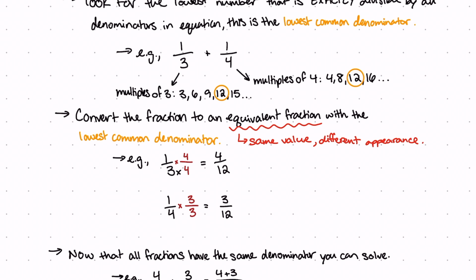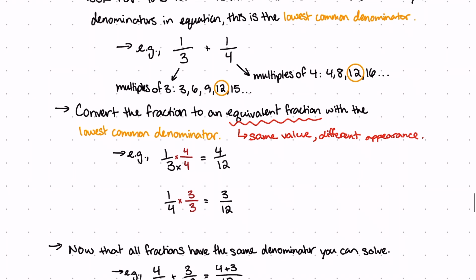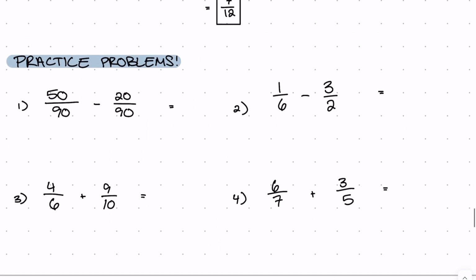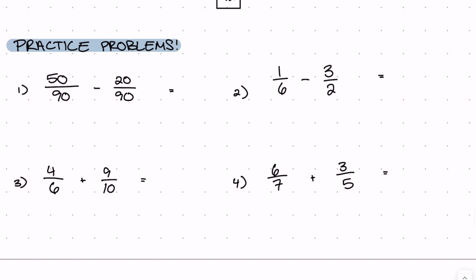Same for this. Sorry if I'm a broken record, but in order to get this 4 to become a 12 so that we can add them together, we need to multiply by 3. And if we're multiplying the bottom by 3, we also need to multiply the top by 3 so that the value stays the same, so that we're multiplying by 1, right? So I'm going to go over a few practice problems with you so that this can click a little bit better. So let's do the first one.